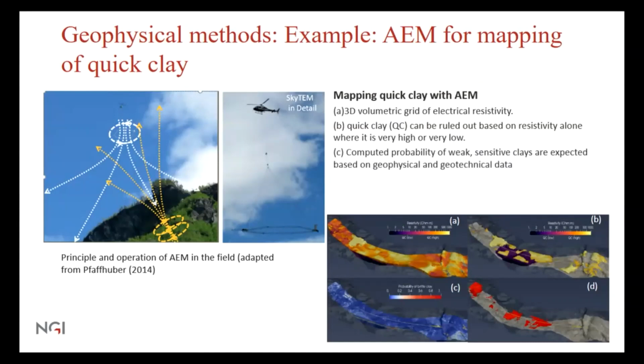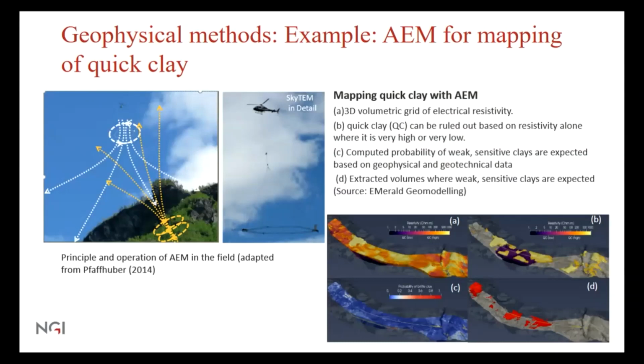And then for the area where the possibility for quick clay is high, they can actually compute probabilities for this type of clay, like how sure, 80%, 90%, or 100% quick clay. And then they can extract a volume where weak and sensitive clays are expected. And it is extremely useful for road building projects.